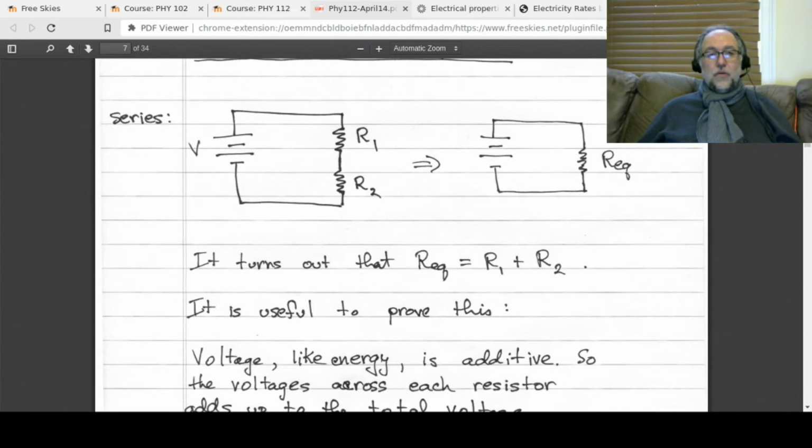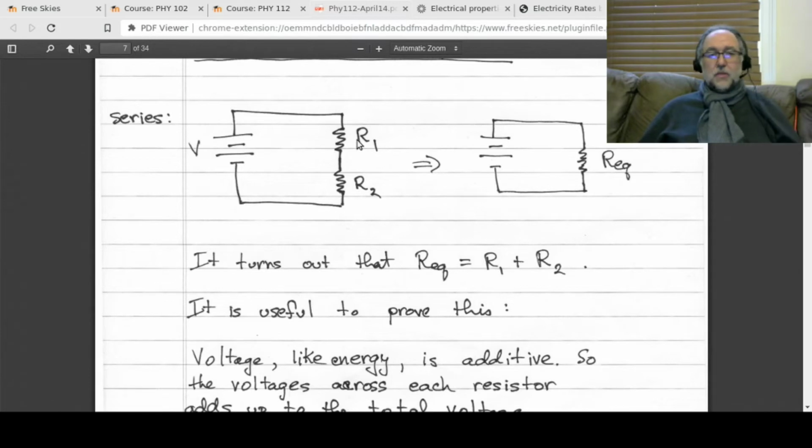Now what that means is that there's a certain voltage here. Okay, so there's a certain voltage here, and there's a voltage drop across the first resistor, and then there's a voltage drop across the second resistor, and the sum of these two voltage drops, we can call them V1 and V2, must add up to the total V.